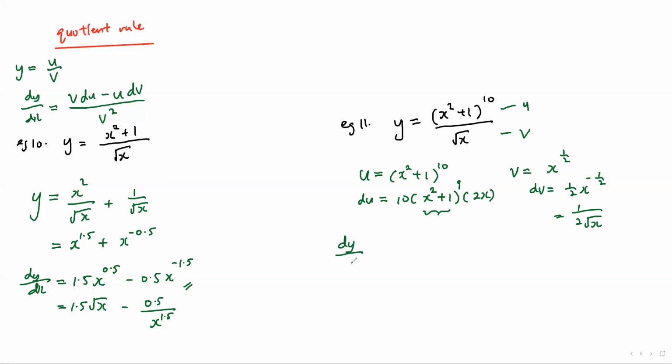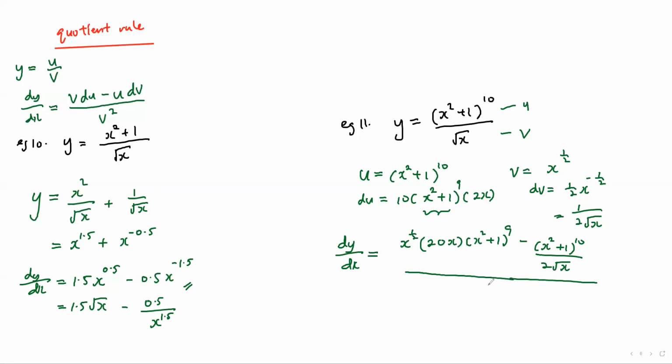Okay, and dy dx is equal to v times du dx. So v is this. du dx is 20x times x squared plus 1 to the power of 9. Okay, so that's v times du dx minus u times dv dx. Okay, so this is u, and dv dx is 1 over 2 square root x. Okay, and the whole thing is divided by v squared, right? So v squared is just x. Okay, so how do we simplify this fraction?